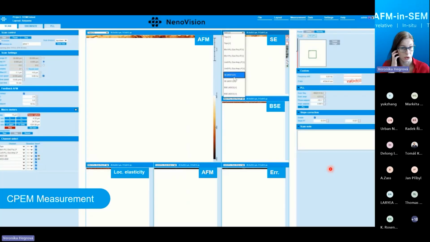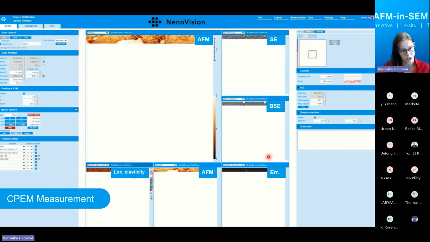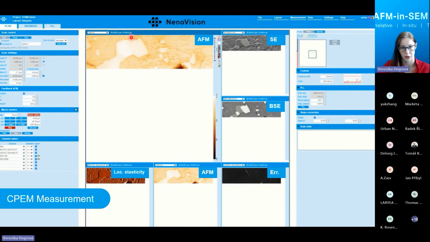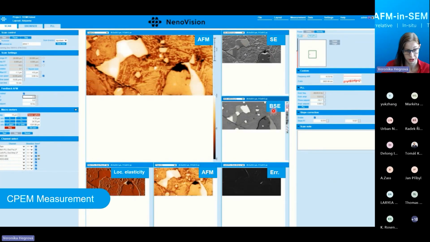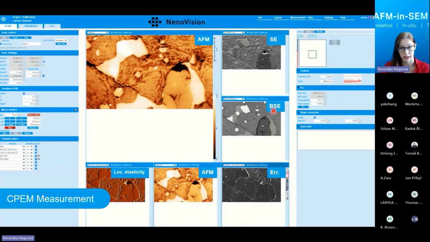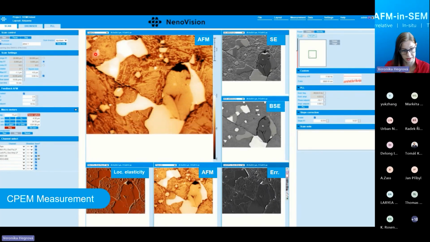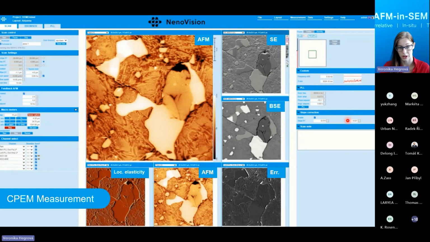And this is how it looks in our software. It is web-based software, and as we see, we can have several different channels obtained directly in our control unit. In this case, topography, secondary electrons, backscattered electrons, and there can be local elasticity, magnetic signal, and so on. We see the visualization window in the middle, and on the left and right sides are the parameters either to be set or monitored.